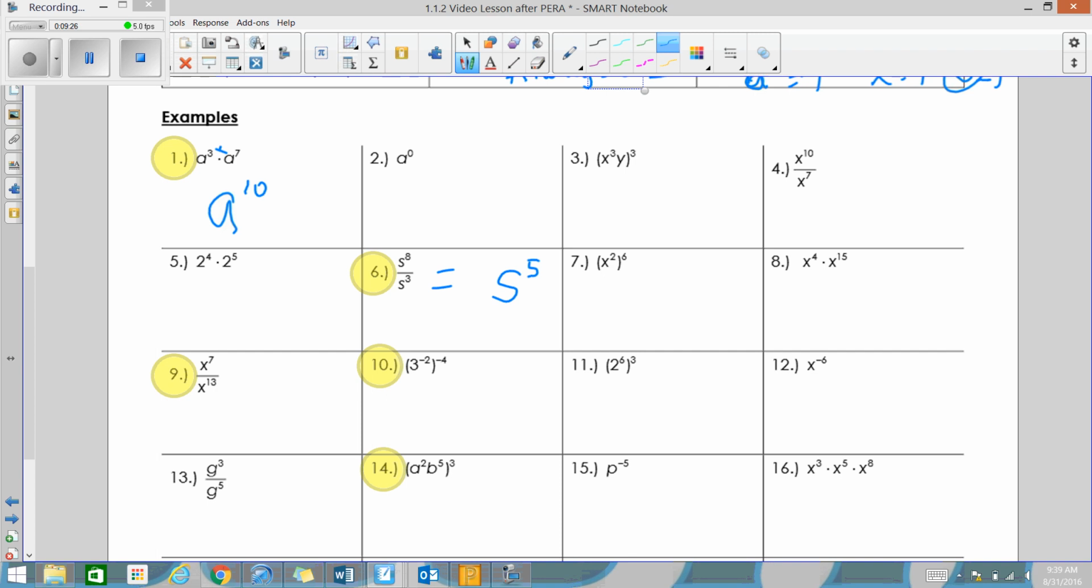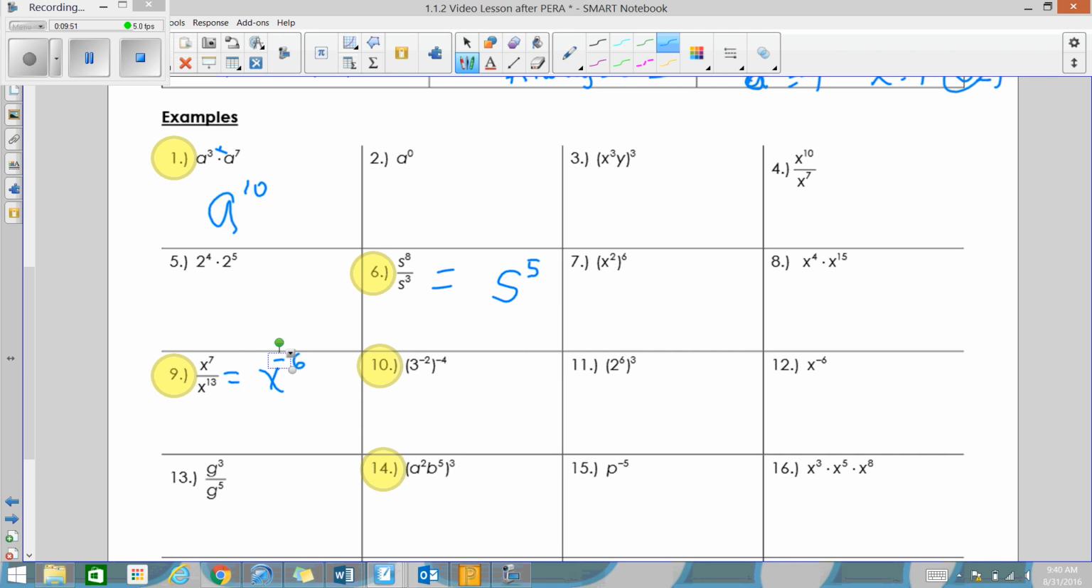Now, number 9, very similar to number 6. The base is the same, so I know my answer is going to be an x, but check this out. I go numerator minus denominator, so 7 minus 13 is actually negative 6. Now, many of you want to leave this as an answer, but hopefully you're saying to yourself, wait, didn't Mr. Wildman just say negative exponents we can't leave?